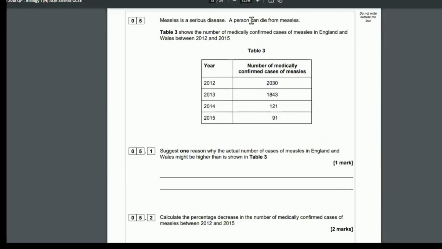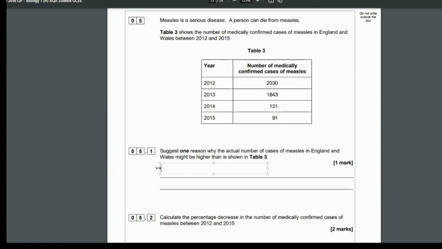So, measles is a serious disease. A person can die from measles. Table 3 shows the number of medically confirmed cases of measles in England and Wales between 2012 and 2015. Here's the year 2012. There's the cases of measles, then 13, then 14, then 15. In your head, what's the pattern? Question 5.1 suggests one reason why the actual number of cases of measles in England and Wales might be higher than shown. This is the number of medically confirmed cases of measles. So why might it actually be higher than that?